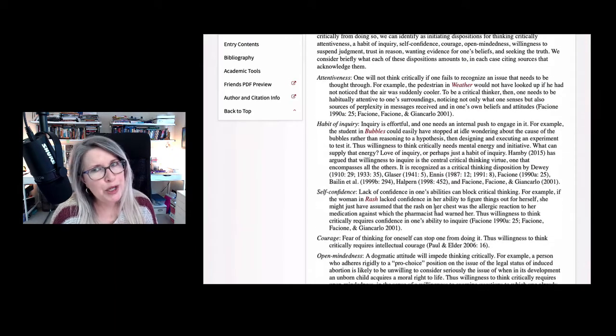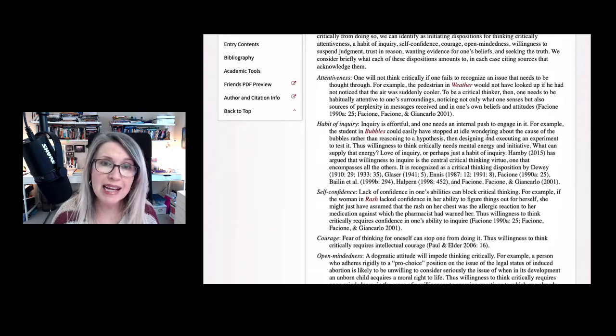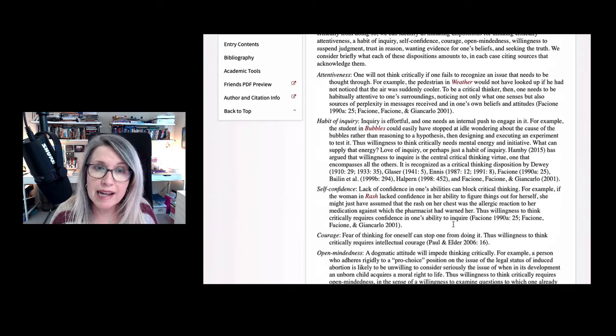Habit of inquiry, totally missing. We're not interested in inquiring as to what's going on or why it's going on. It might be a rhetorical question like, you looking at me? But it's not going to be a sincere desire to get to the bottom of what's going on.